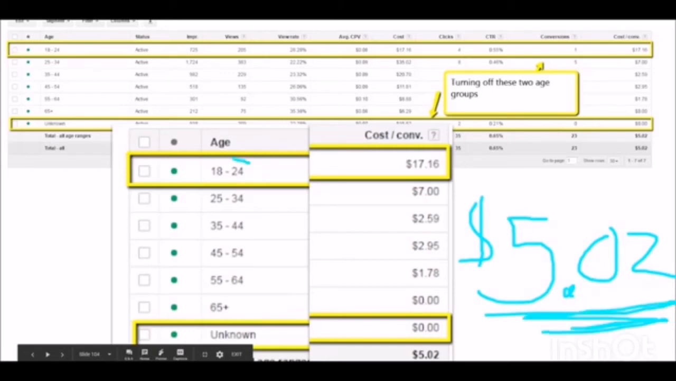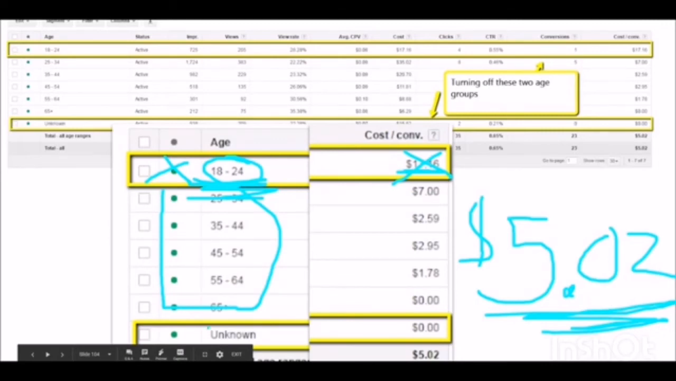But what I'm also noticing is that amongst 18 to 24-year-olds, I'm spending $17 on average to get an email address. That doesn't make sense. Again, I'm still not making money from sales yet, but I am looking at whether I'm collecting email addresses cheaply, and that doesn't work out. So what I would do is turn off 18 to 24-year-olds so I could spend more money on people in other age ranges that are working.